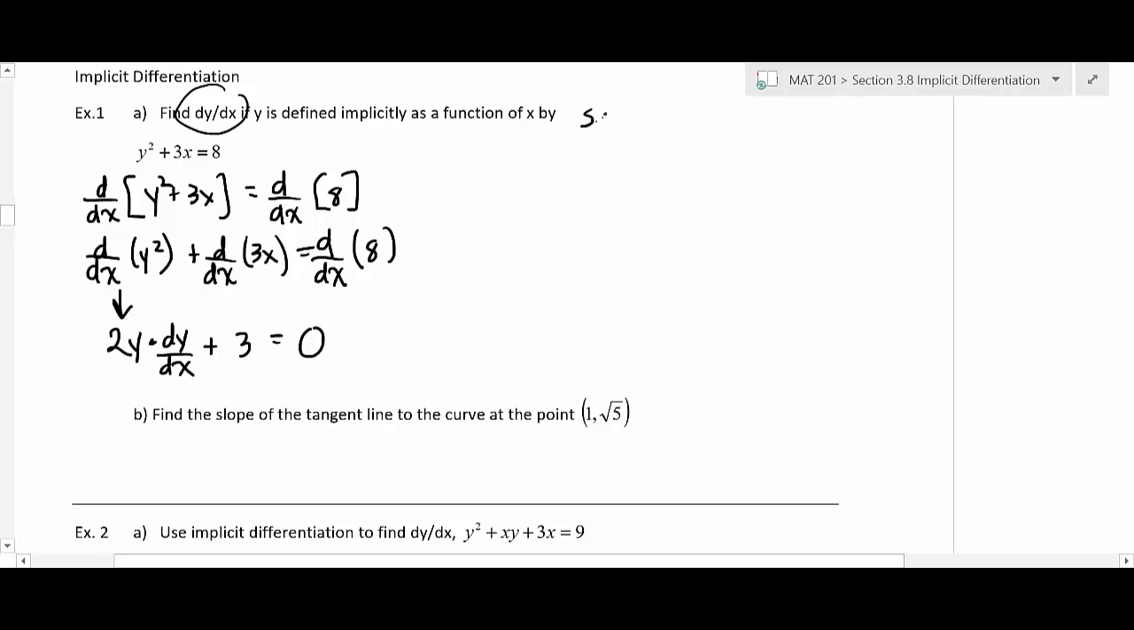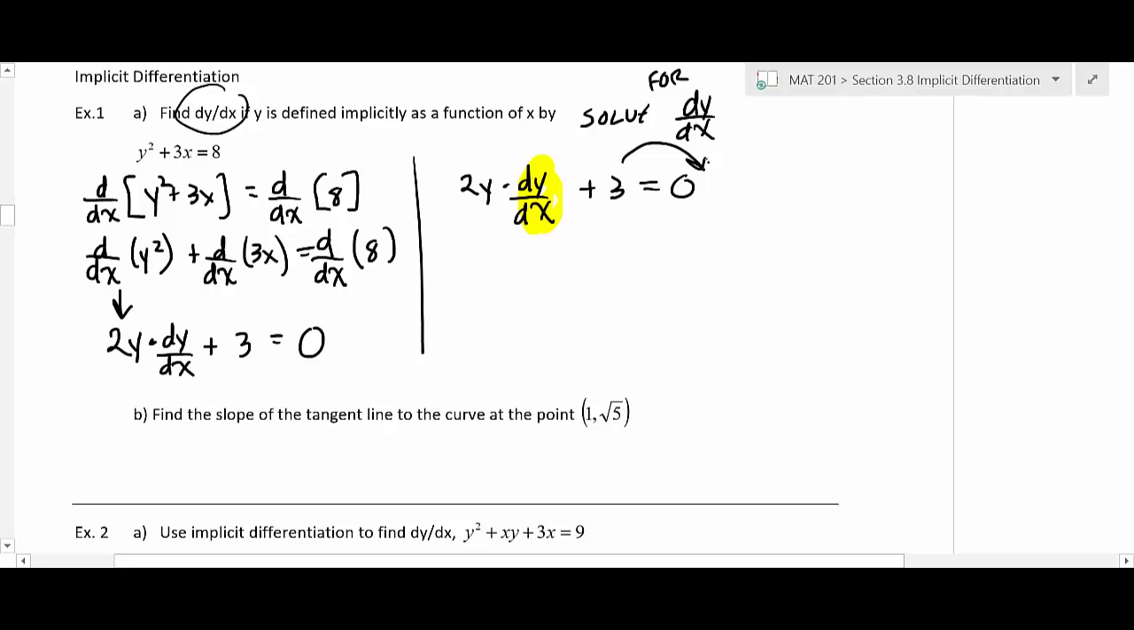Okay, so now what we're going to do is once you've done the derivative of both sides, the next thing you do is you solve this equation for dy over dx. You're trying to find what dy over dx is. So let me move this over here. So I'll have 2y dy over dx plus 3 equals 0. So now it's an equation that you're going to solve. You're going to isolate that dy over dx on the left side. So you can do this, just kind of move stuff. So subtract 3 from both sides. You would have 2y times dy over dx is equal to negative 3.